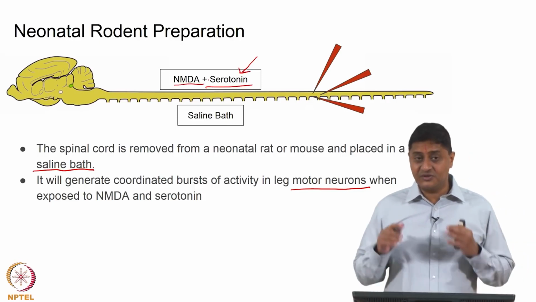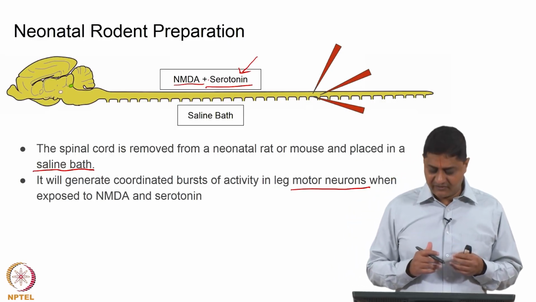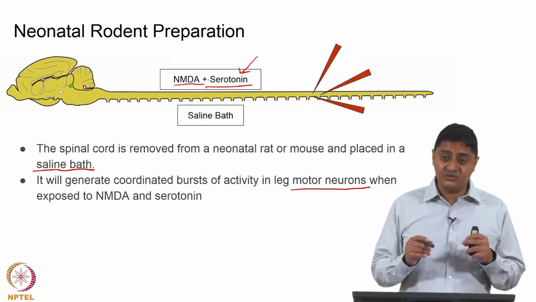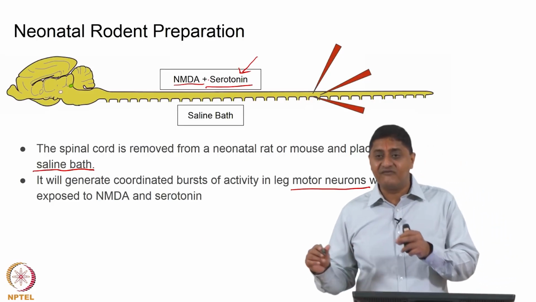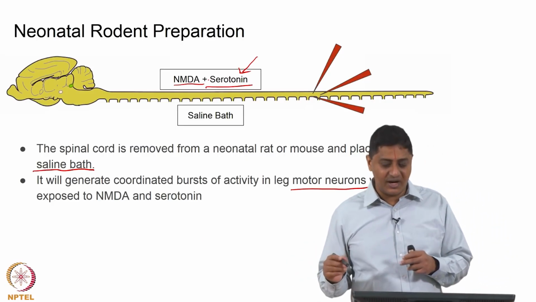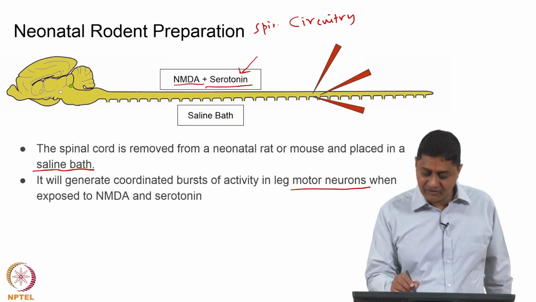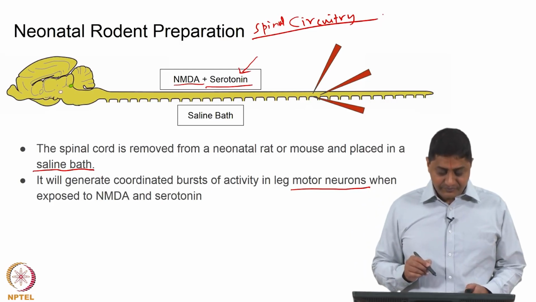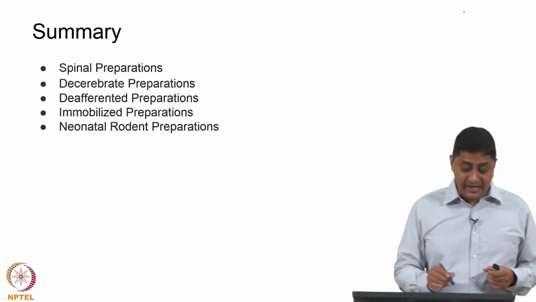When these are applied, you are going to see locomotor-like activity, or bursts of activity, in the leg motor neurons. These are used to identify which neurons are responsible for making which movements. So, if I want to identify the circuitry within the spinal cord, the spinal circuitry, this is a very useful model. So, what we have seen in this class so far is spinal preparation.